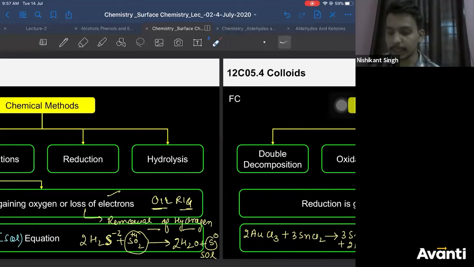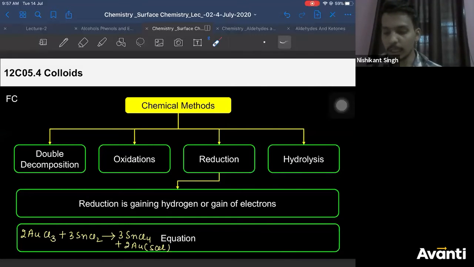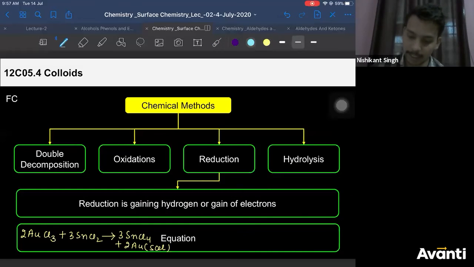Let's move to the next, third method, reduction. Gaining of hydrogen or gain of electron is reduction. You can see here, gold oxidation state is +3, right? You can cross multiply the charges. You'll get gold oxidation state is +3. Tin is +2. So tin is going from +2 to +4, right? And gold is going from +3 to 0.